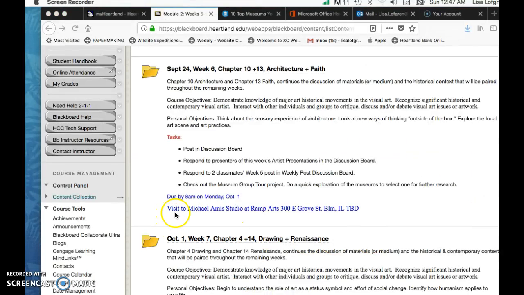Please disregard at this point a note here about the visit to Michael Amos' studio. I know several of you are out of town, and I want to make sure that we have arrangements in place for you guys to visit some studio places, so I'll be in touch about that.